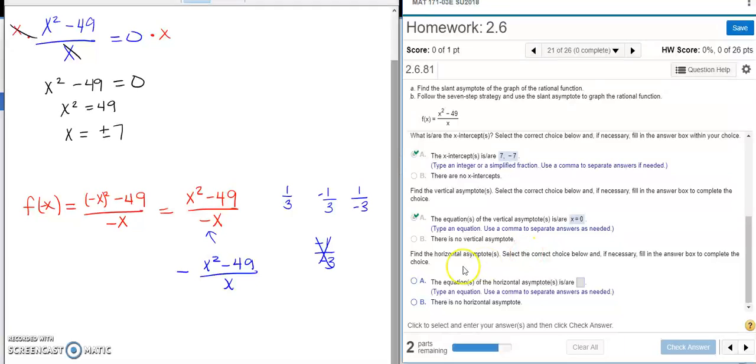Okay? And horizontal asymptotes. Anytime you have a slant asymptote, you're not going to have a horizontal asymptote. The rule for horizontal says if the degree on top is larger than the degree on the bottom, there is no horizontal asymptote.